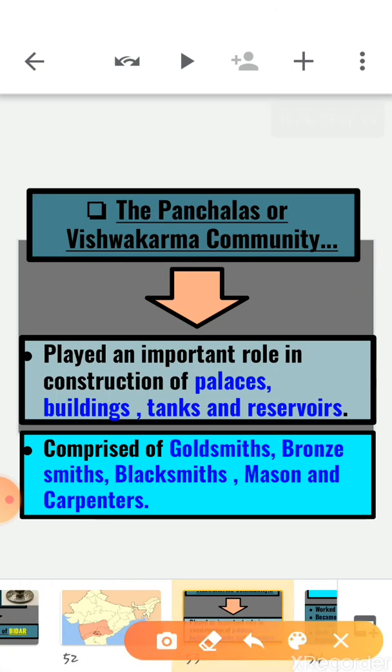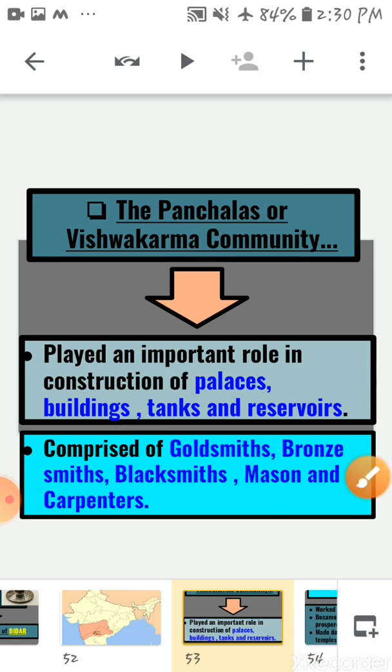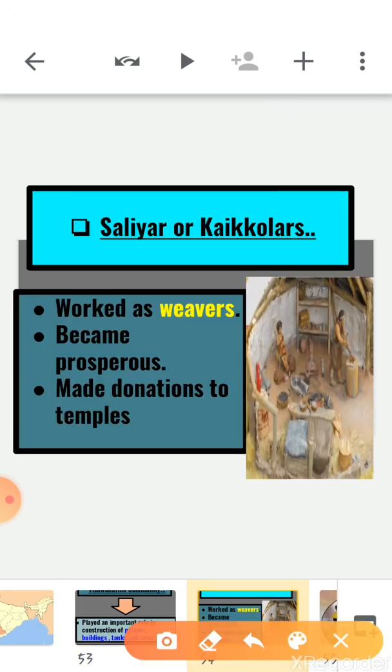Next, we have the Panchalas and Vishwakarma communities. They consisted of goldsmiths, bronzesmiths, blacksmiths, masons and carpenters. They were very essential to the building of temples. These communities played a very important role in the construction of palaces, buildings, tanks and reservoirs.